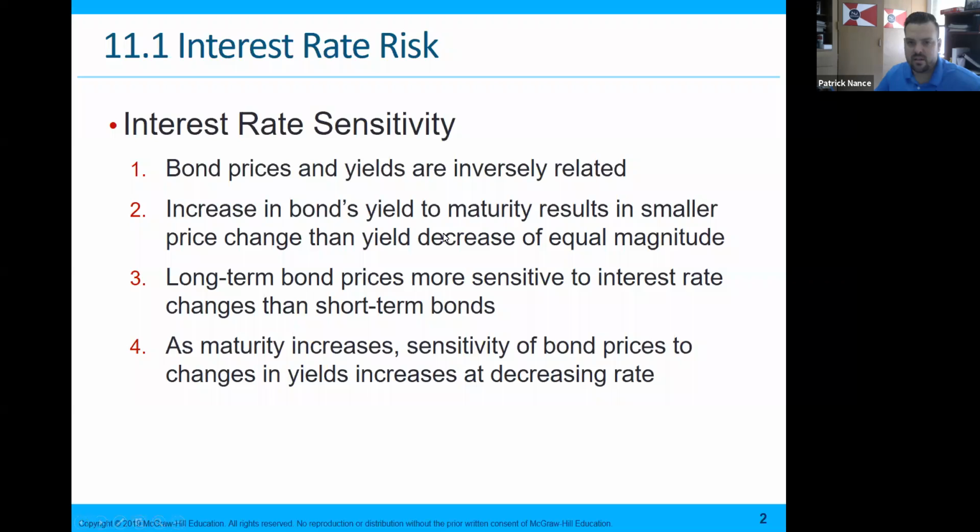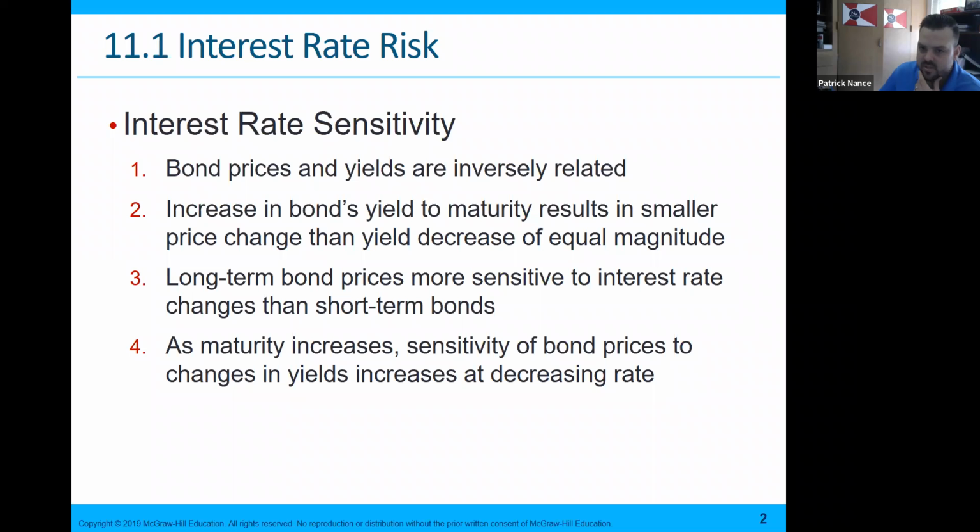An increase in bond yield to maturity results in a smaller price change than does a yield decrease of equal magnitude. Effectively, a yield decrease has a greater effect on the pricing of the bond than a yield increase. So while the relationship is what we stated, the magnitude of change differs.